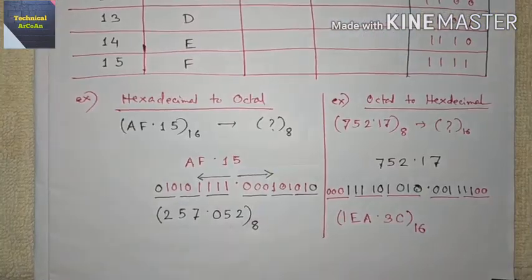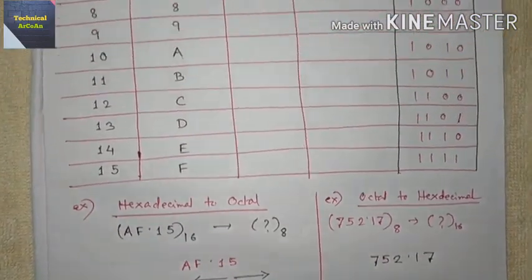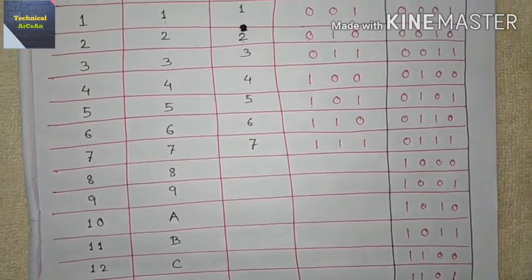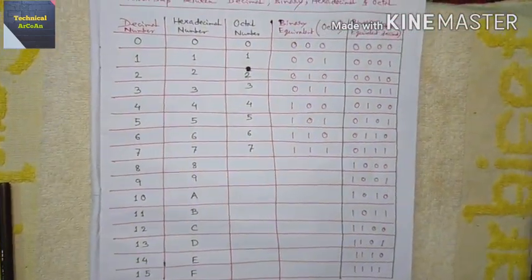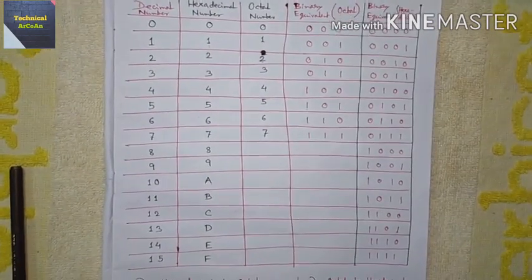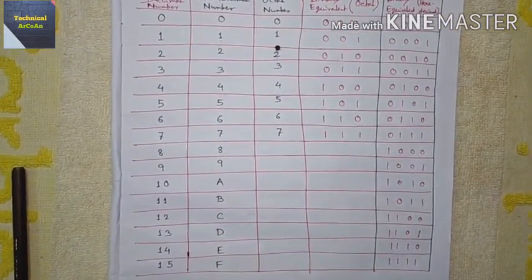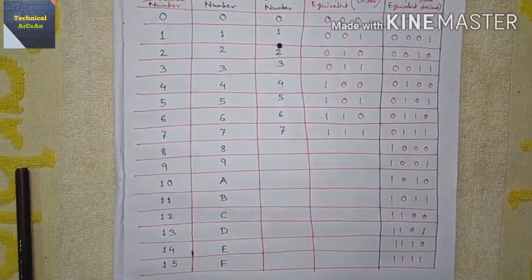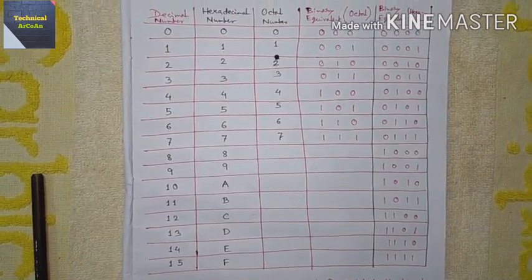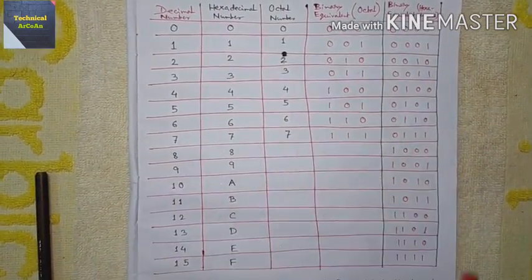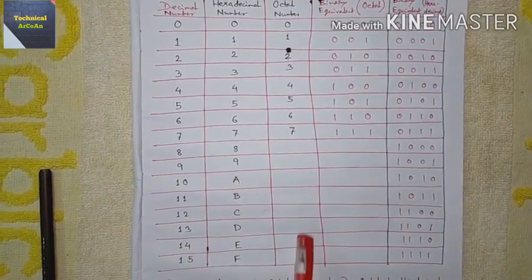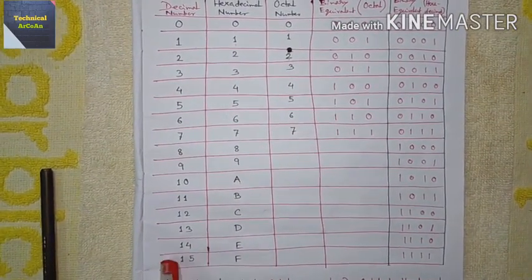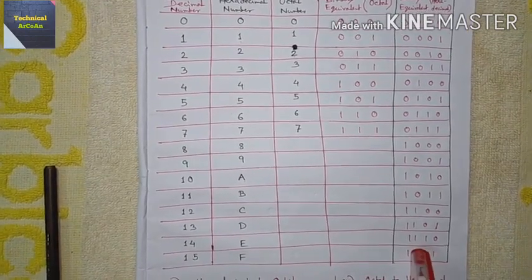In the same manner we can convert from decimal to hexadecimal, from binary to hexadecimal, from octal to binary, from decimal to binary. So this is a shortcut method, which is represented using this table, where these 5 columns are most important. Using these 5 columns we can convert any number system to any number system.